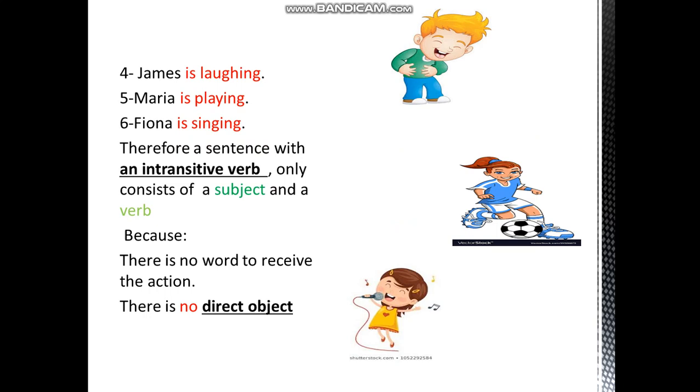More examples. James is laughing. Maria is playing. Fiona is singing. Therefore, a sentence with an intransitive verb only consists of a subject and a verb, because there is no word to receive the action. There is no direct object.